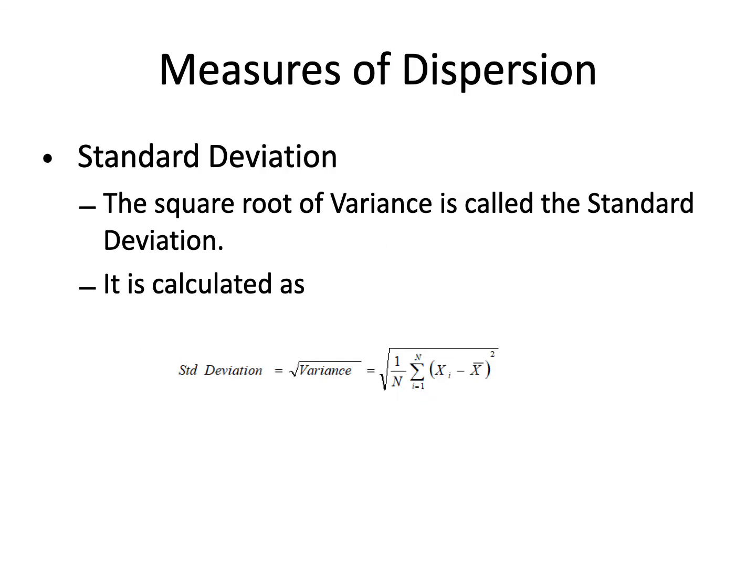So standard deviation is nothing but the square root of variance, and we call it the standard deviation. It is estimated from the variance; we just take the square root of the variance.